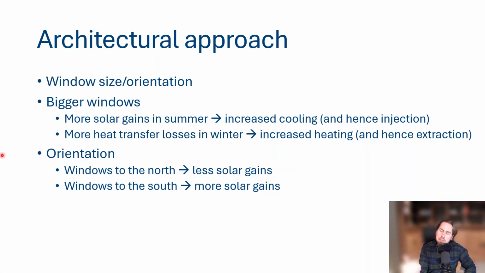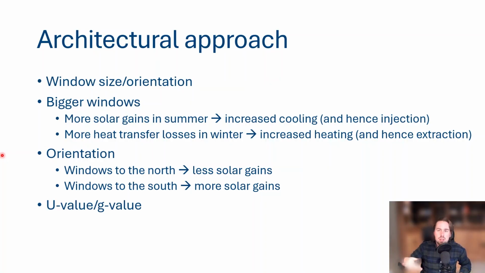Because if you, for example, place a big window on the north side of your building, you know that there will be almost no solar gains because there is no direct irradiation on the north facade of a building. So this window will most probably only contribute to more heating losses and increase your heat extraction from your bore field. Whereas on the other side, if you place your windows on the south side, there is quite a lot of sun entering in summer, increasing the cooling demand and hence also heat injection.